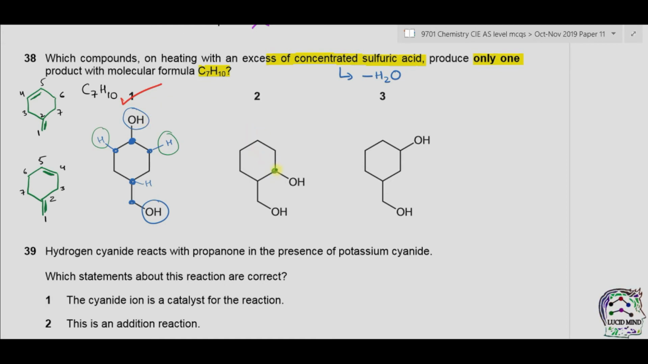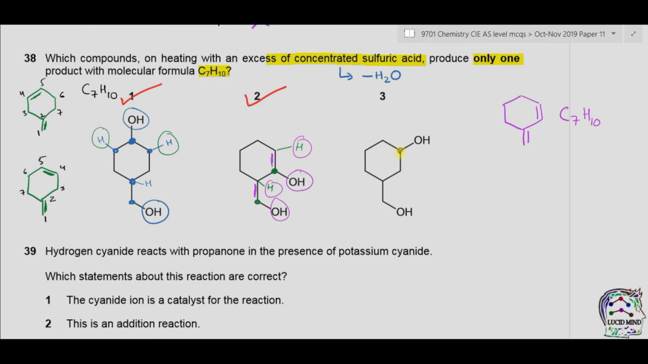In option 2, OH is attached with this carbon atom, so hydrogen will be removed from adjacent carbon. Similarly, second OH is present on this carbon and hydrogen will be removed from adjacent carbon. After removal of water, double bond will come between these two carbon atoms and these two carbon atoms, and this is the only product that is possible. The structure of product is like this. There are 7 carbon atoms and 10 hydrogen atoms in total. So only one product is formed. Option 2 is also correct.